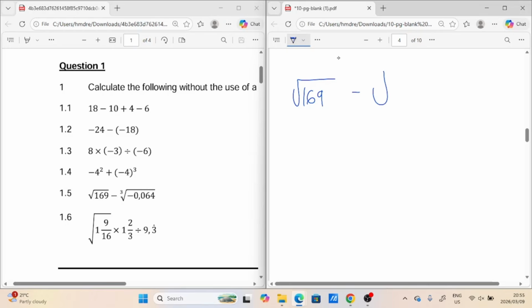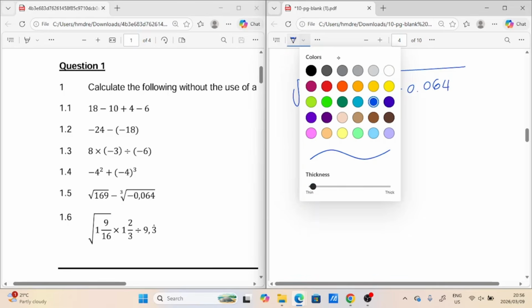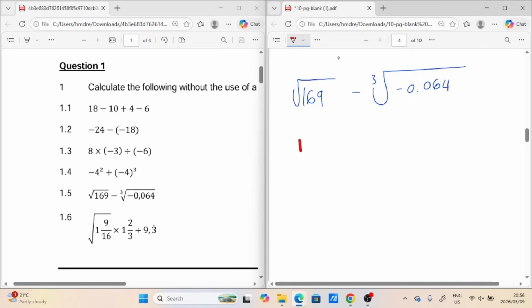Take away the cube root of negative 0.064. Okay, so the square root of 169, you should just know this one. That is 13. You should know that.